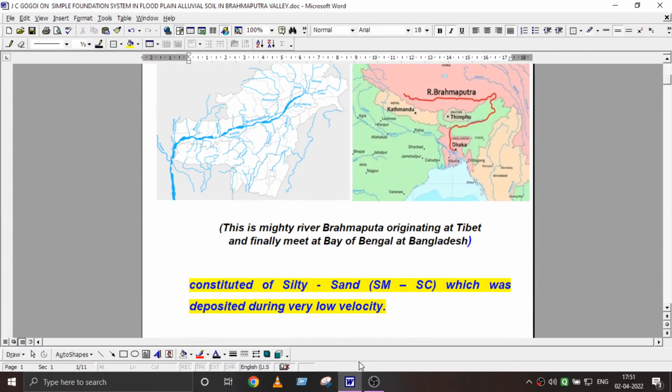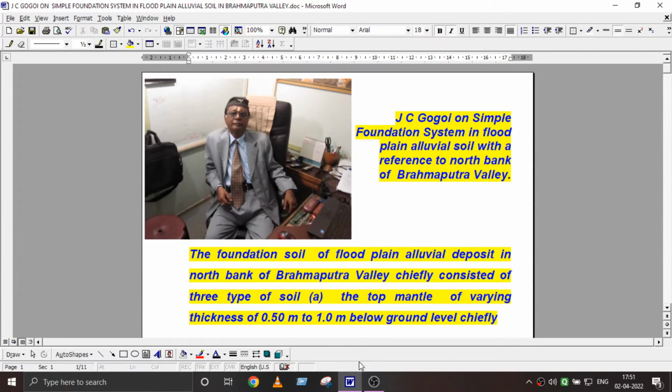Today I want to share my opinion for a simple foundation system in floodplain alluvial soil, more especially encountered at the north bank of Brahmaputra Valley.